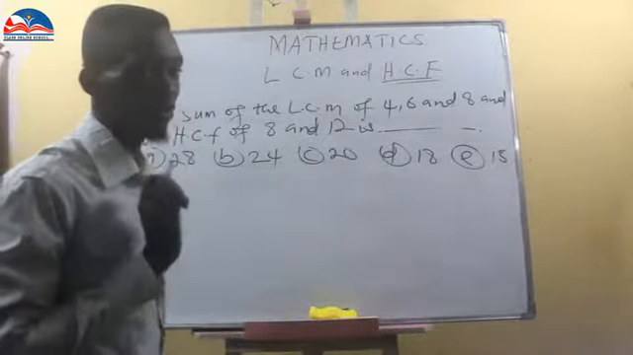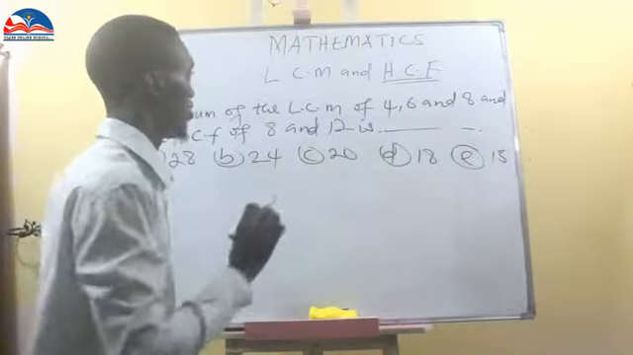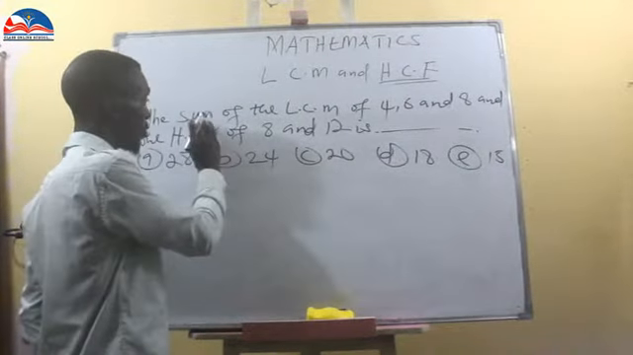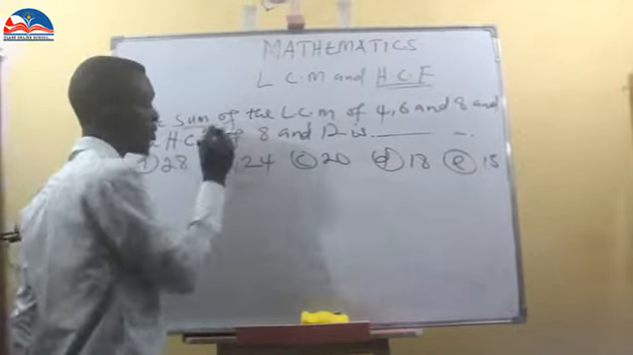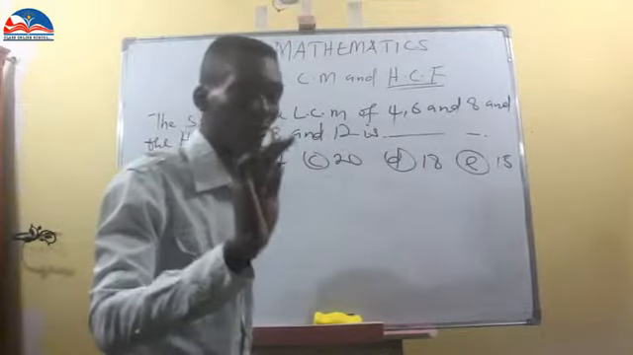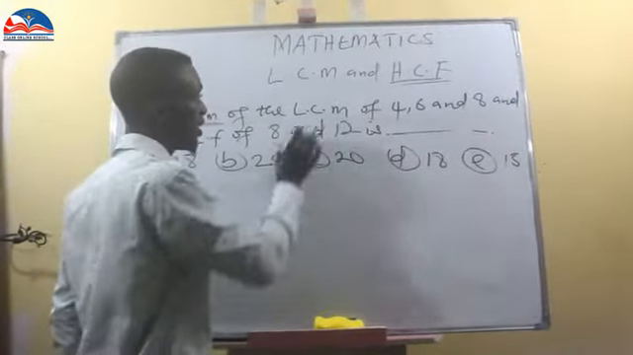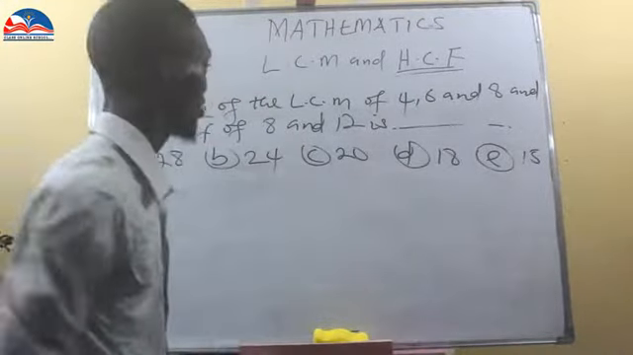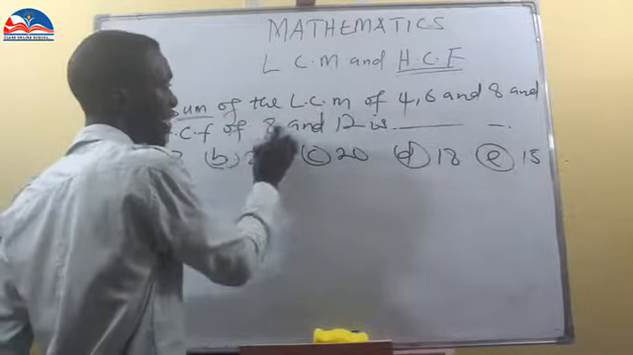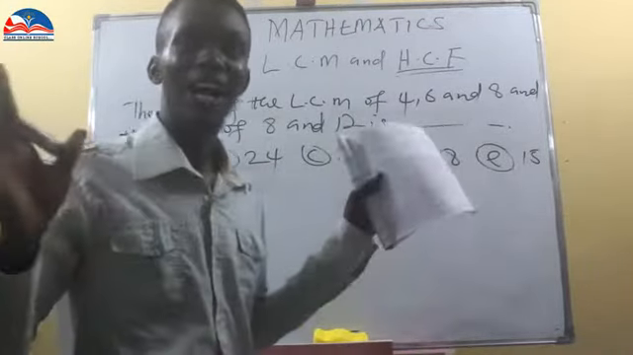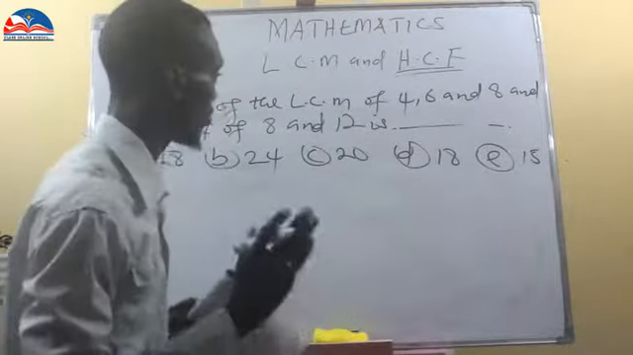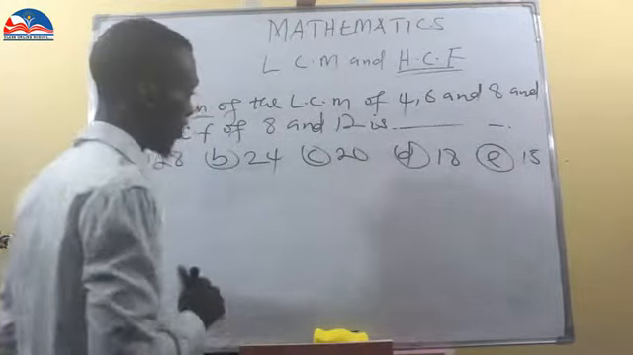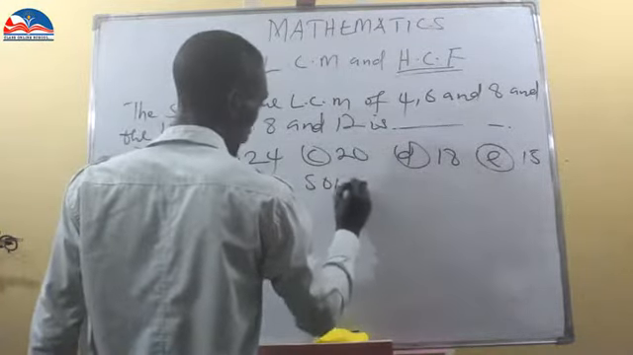So the major thing you must observe in this question is the language: sum. Sum means plus, addition. You look for the LCM of 4, 6, and 8, and keep it separate. You look for the HCF of 8 and 12, and keep it separate. Then you add both of them together. That will give you the answer, which must be in the options. Alright, let's proceed. Solution.